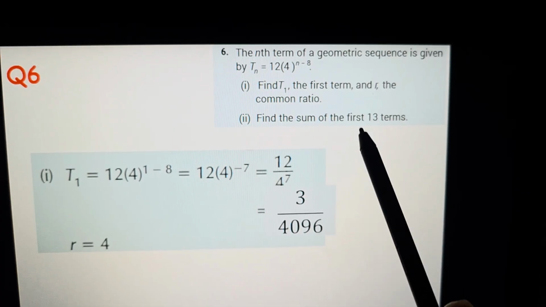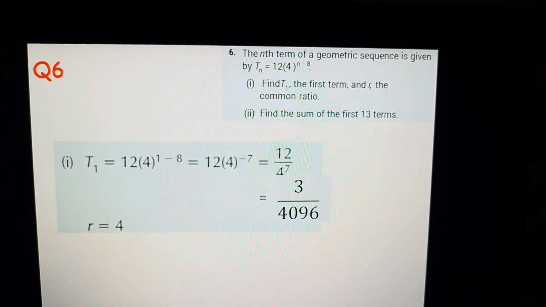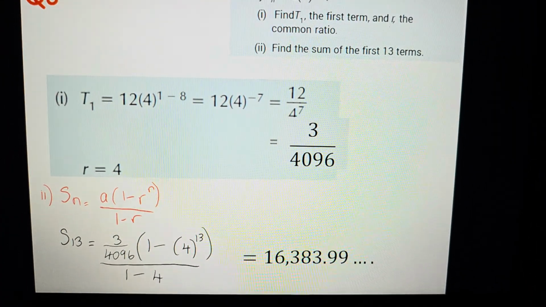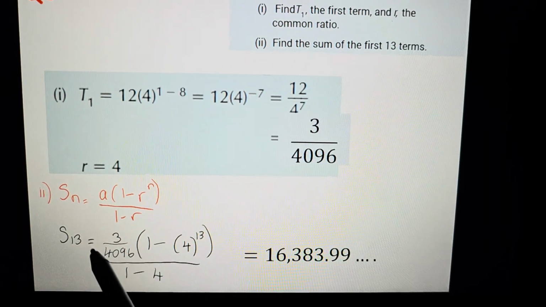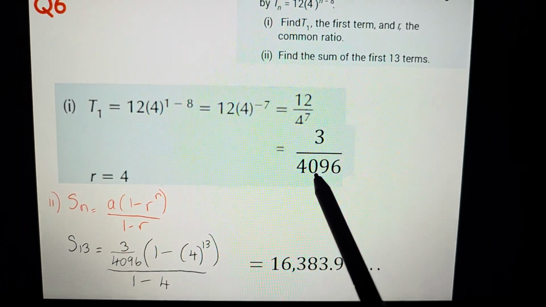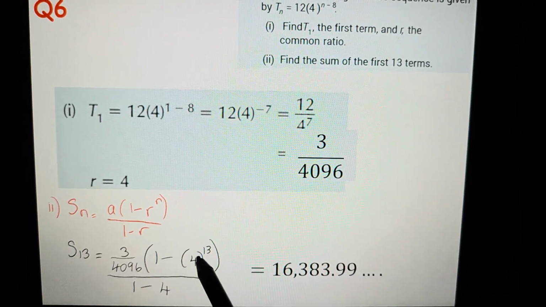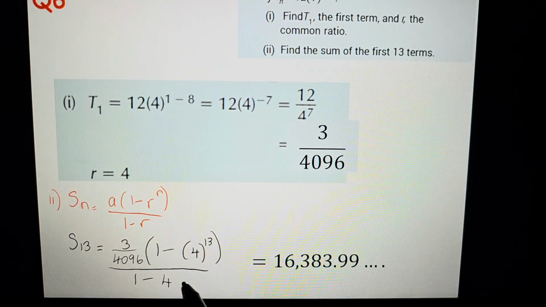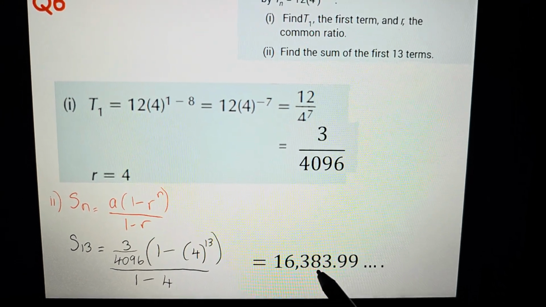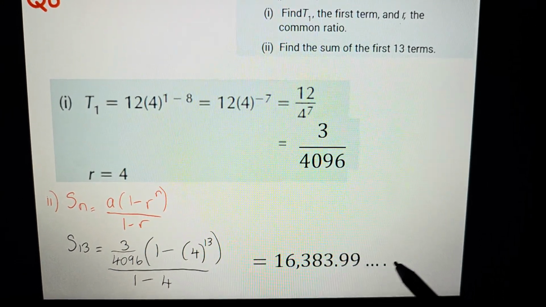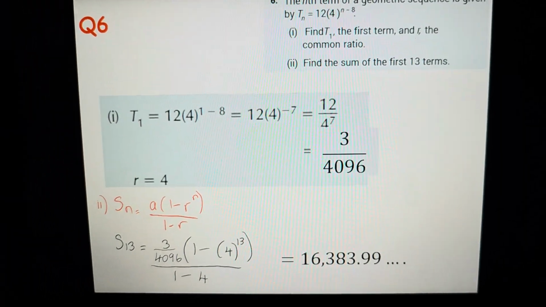Find the sum of the first 13 terms. So I'm looking for S of 13. So I put down my S of n formula, and I sub in. N is 13, a is the first term, which I just found there, by 1 minus r, which is 4 to the power of 13, all over 1 minus r. And you'll get back 16,383.99. It goes on forever. Don't round it. You weren't asked to.